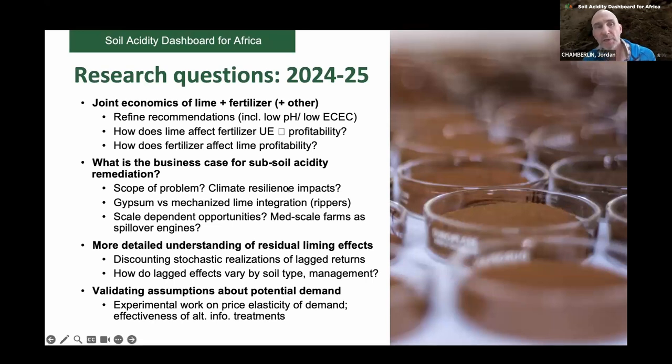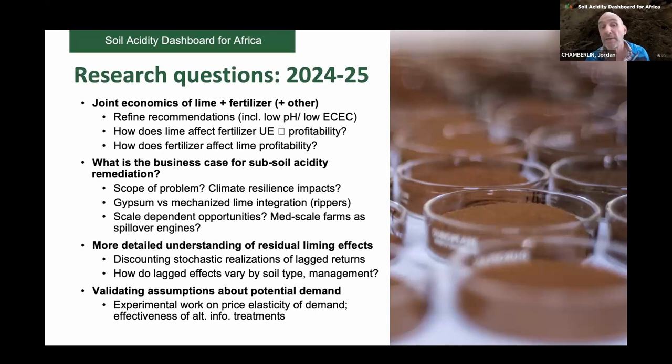And so here I just wanted to highlight, because of time, I won't go into a lot of detail about this, but there are many ongoing research questions here. So we've got some work teasing out the joint economics of lime and fertilizer, right? Applying lime can change your fertilizer use efficiency, which in turn changes profitability and vice versa. So we've got some new work in that space we're very excited about and think is very relevant to the kinds of guidance that we're able to supply to farmers in different areas.